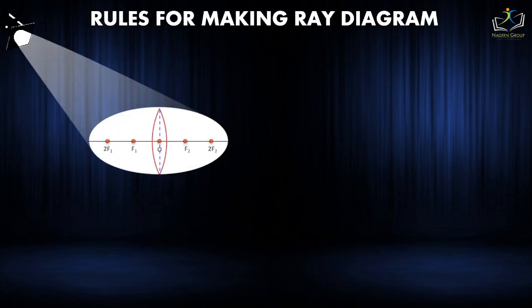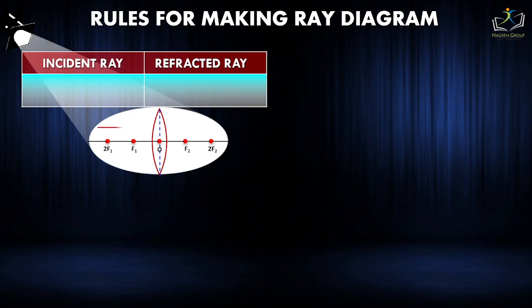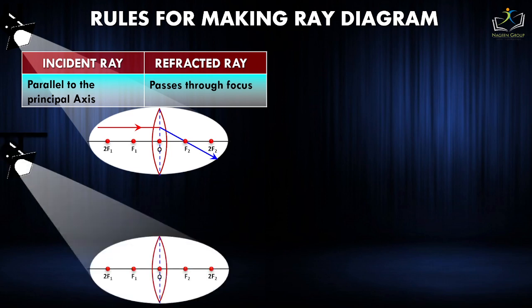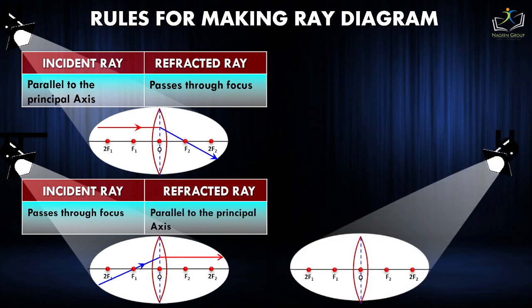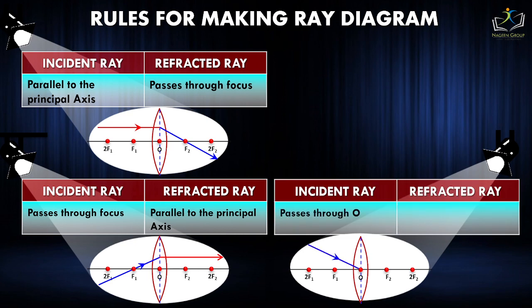Rules for making a ray diagram. Here we say an incident ray parallel to the principal axis, the refracted ray passes through the focus. Second, we are taking an incident ray that passes through the focus, it passes parallel to the principal axis. Third, an incident ray passes through O, and now what we see, it does not change its direction.